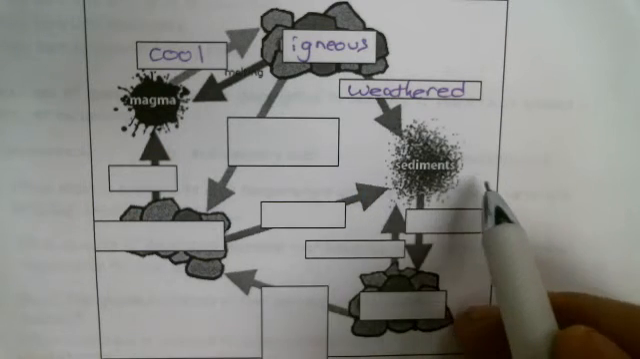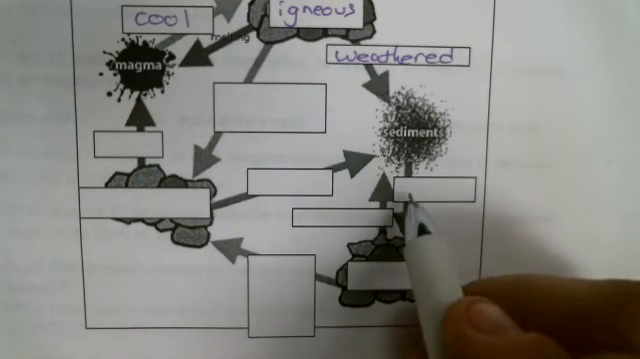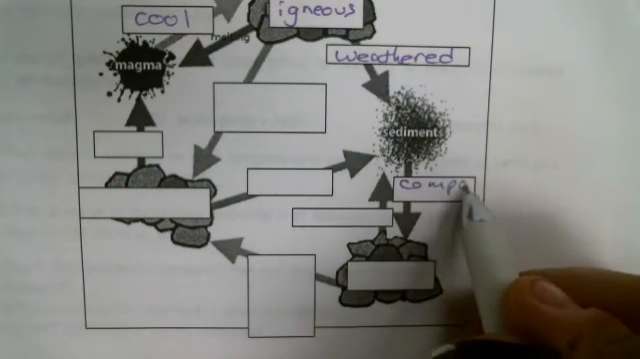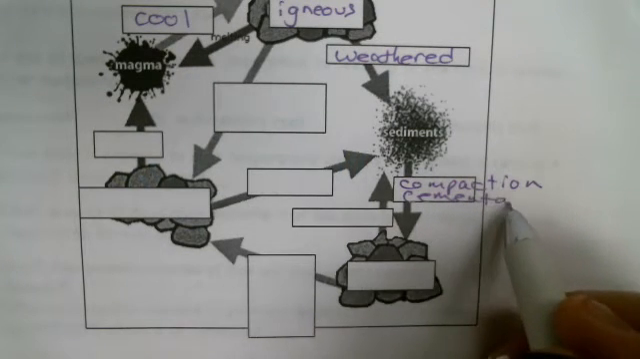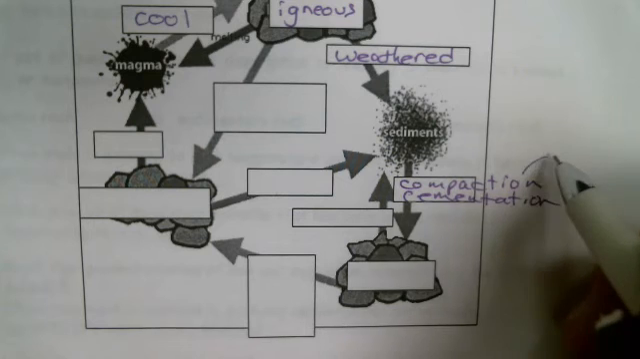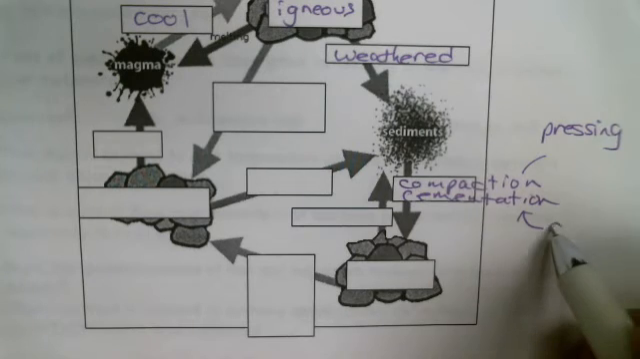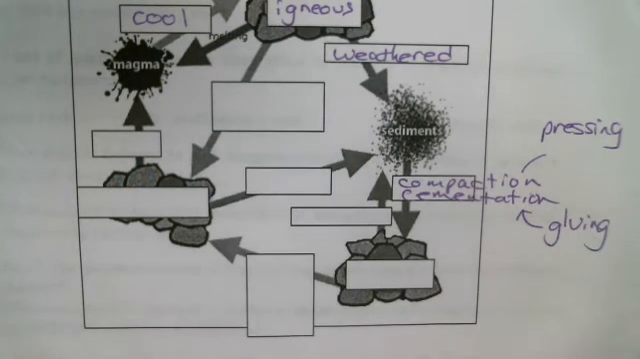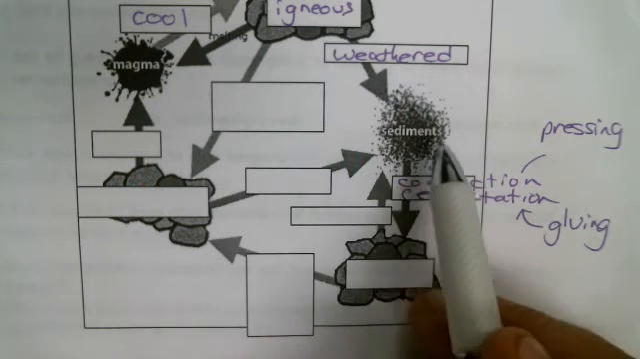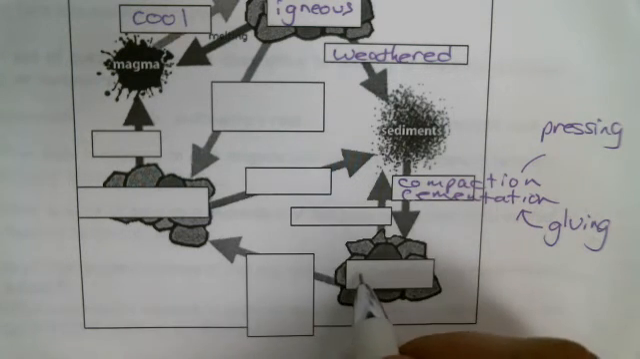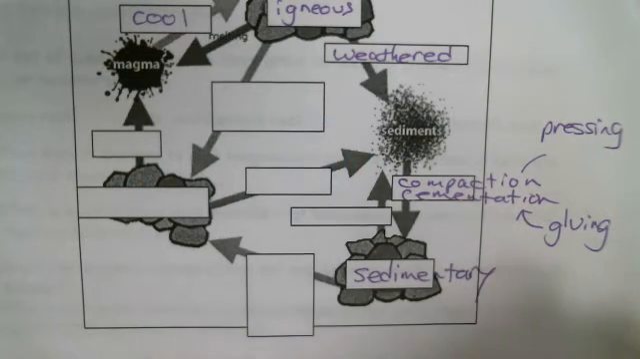These sediments can be turned into rocks. That would happen by compaction and cementation. Compaction, remember, means pressing. And cementation is sort of like gluing. So you have to have just the right processes, the right kind of environment for sediments to turn into rock. But when they do, it turns into a rock called sedimentary rock.